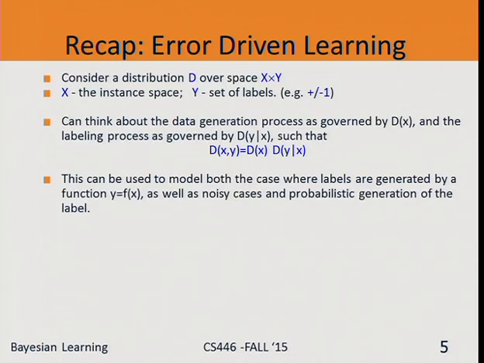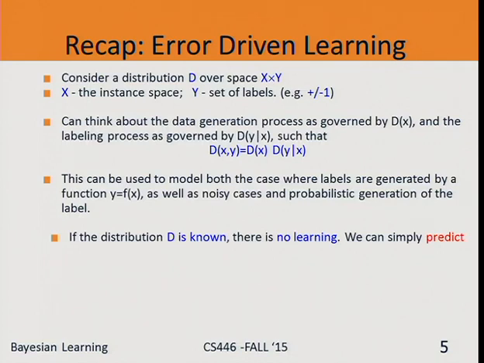This is a very general procedure. We can think about it both in the case where there is some function f that labels the X's, where the function is this D of Y given X, or some noisy cases, or just a distributional case. So this is a very general setting. Of course, if D is known, there's no learning, right? We basically can just predict: we're going to say that Y is the argmax of D of Y given X over all possibilities of Y, and it's only two possibilities in this case. So we are interested in the case, or we were interested in the case, where we don't know D.